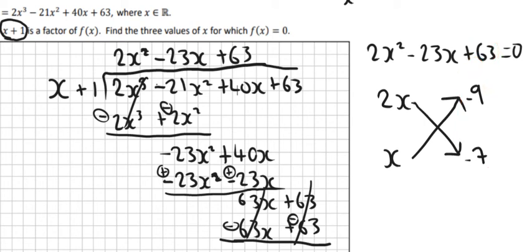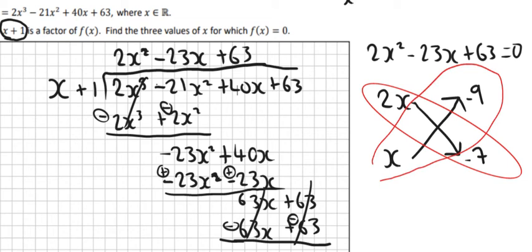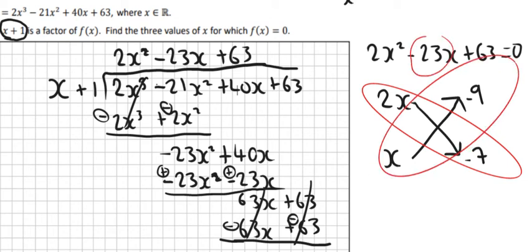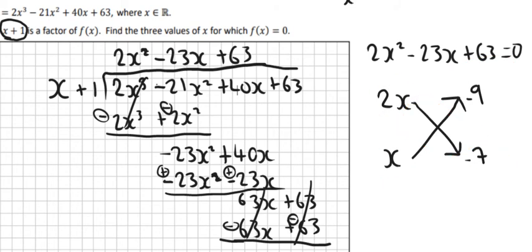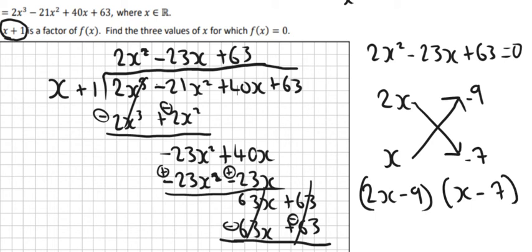And if you do 2x times by minus 7 first, that's minus 14x, and then take away another 9x, will be minus 23x. So that's what we want as well. So that's our factors found. So our two sets of brackets are 2x minus 9 and x minus 7. So therefore we've got two more solutions then.